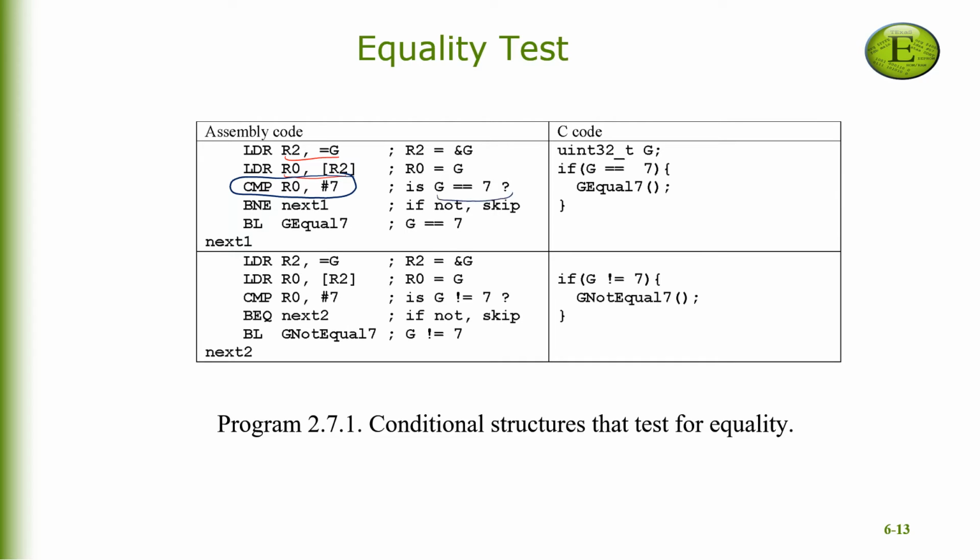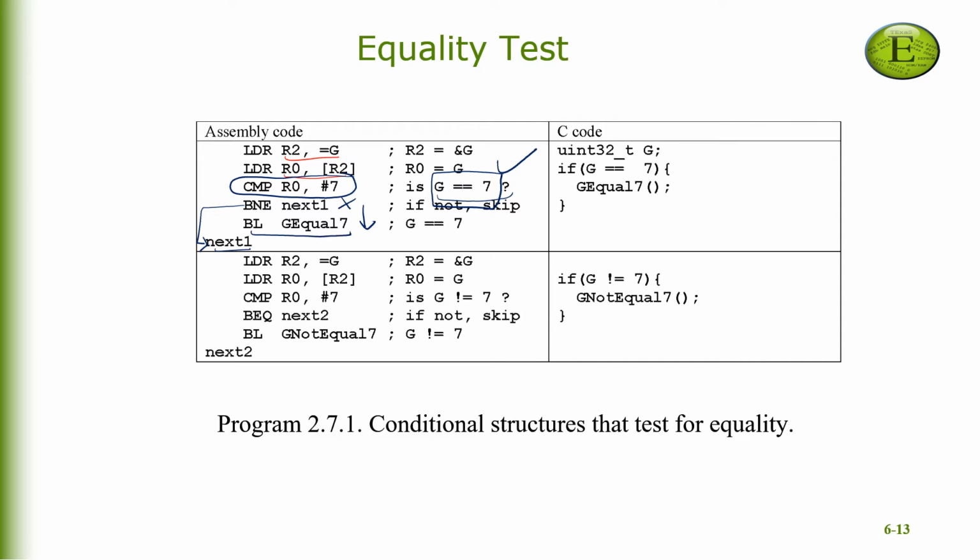If they're not equal, then it says go to the instruction whose label is next one. Right now here we haven't shown the instruction corresponding to the label next one, but assuming there will be some instruction. And if G is actually equal to 7, if this condition is true, then G and 7 are not unequal. So we are going to skip this instruction and come down to this instruction.